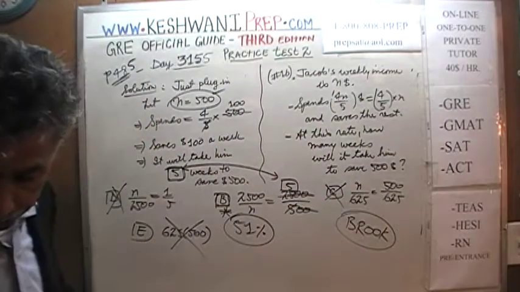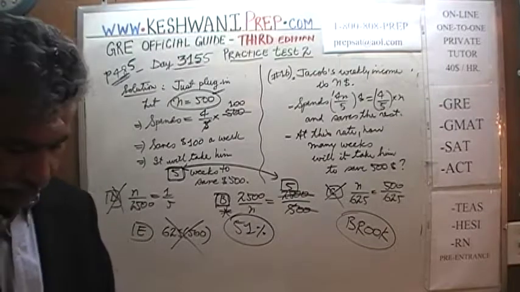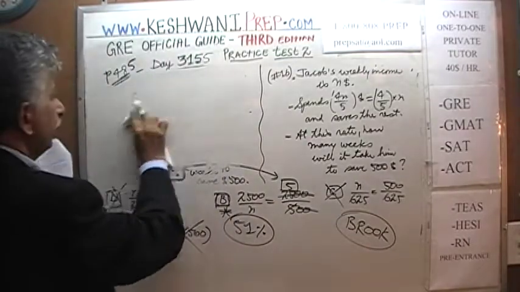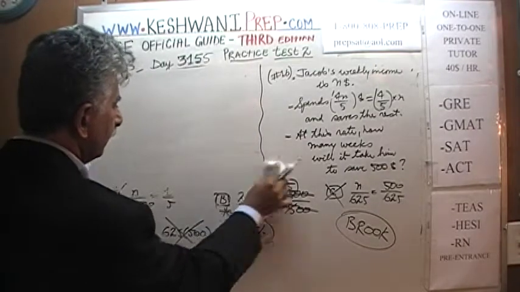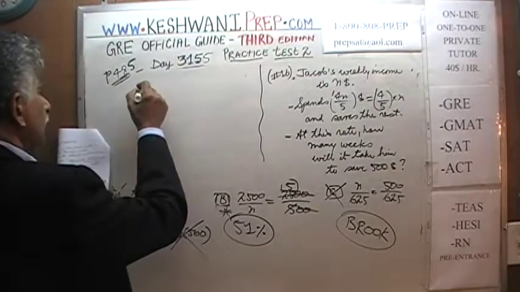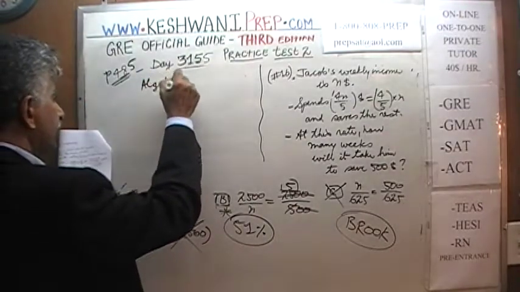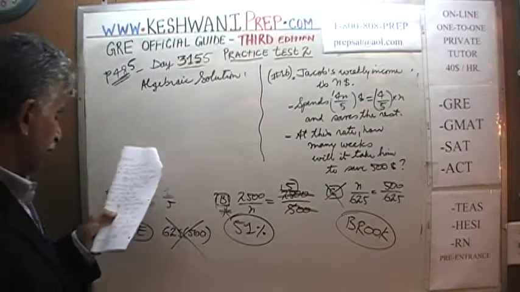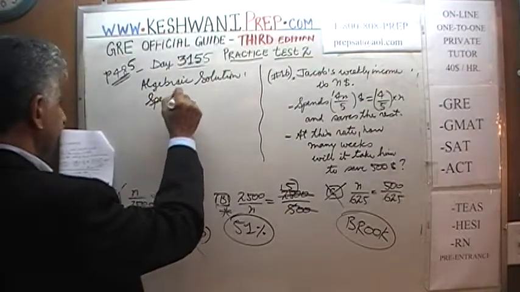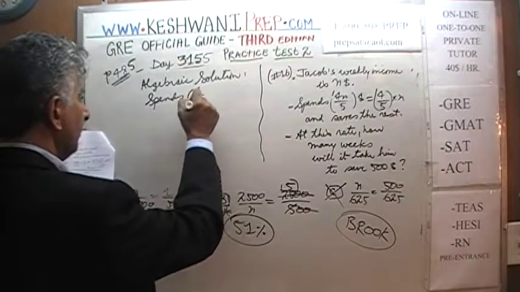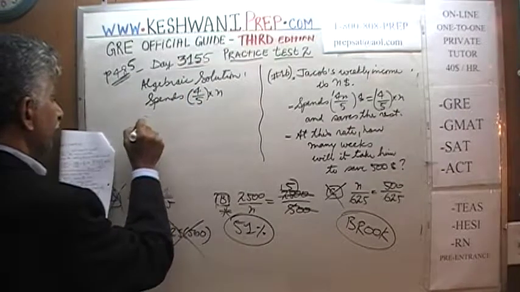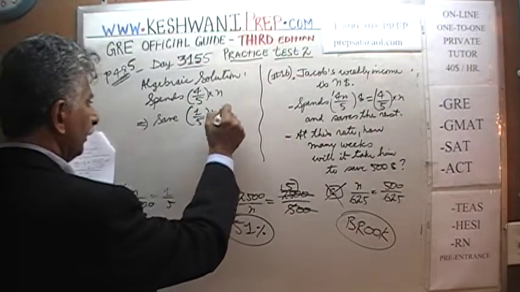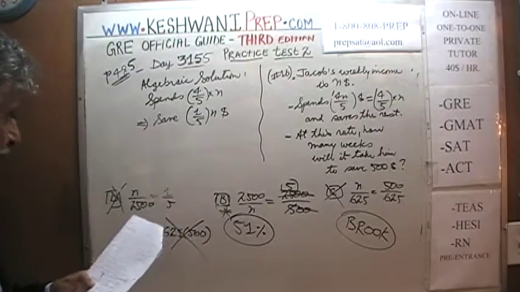Would you like to do it algebraically? Let's do it algebraically. Why not? Just for the hell of it, okay? Let's do it algebraically up here. This is the algebraic solution without the plugging in technique. We are told that he spends 4/5 of N. Well, that implies that he must save 1/5 of the N. He must save 1/5 of his income. So let's pick up from there.